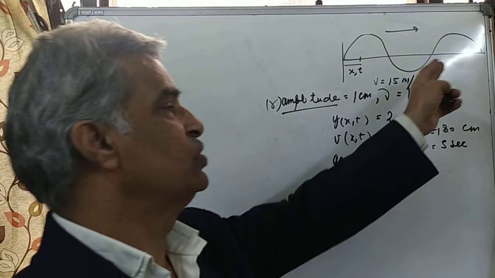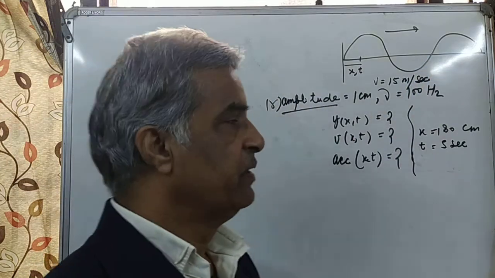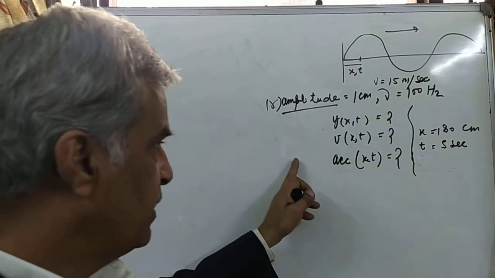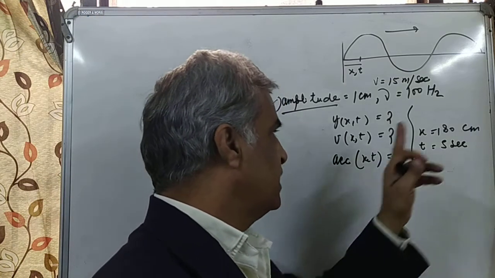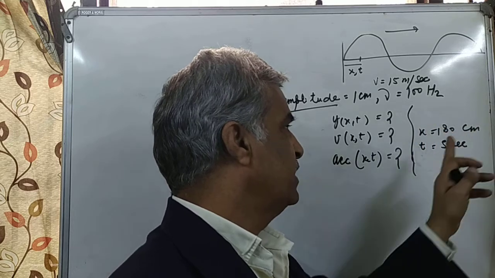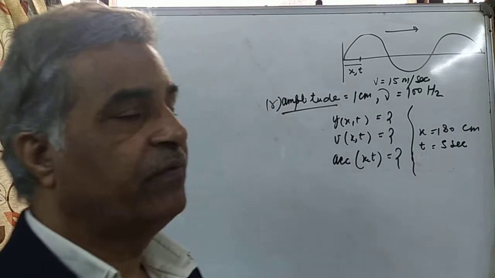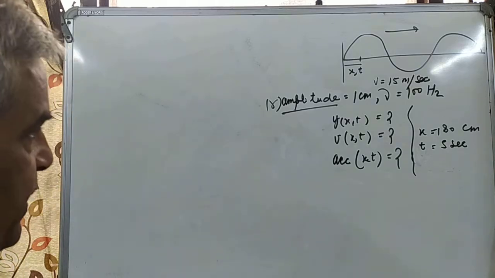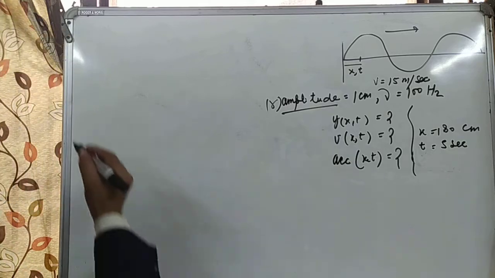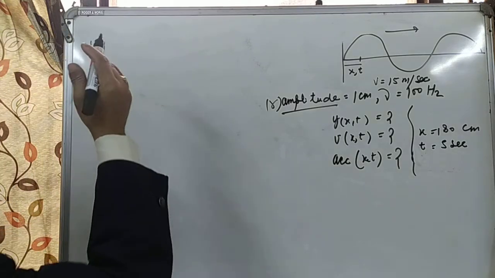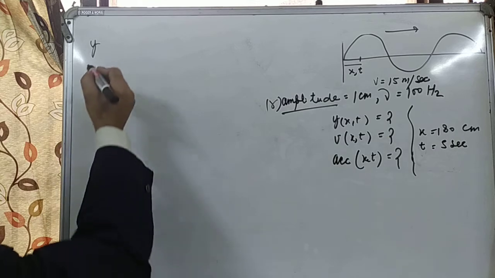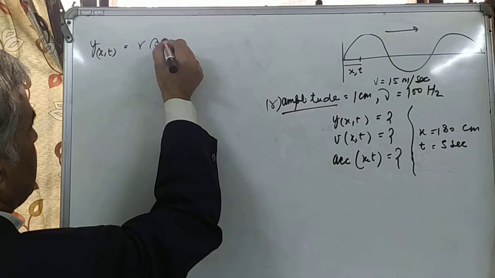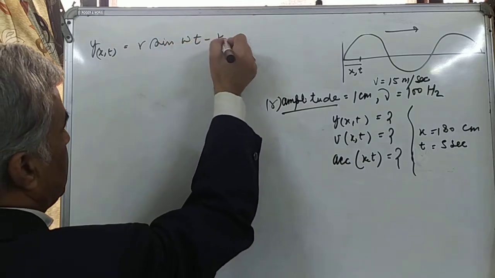This is a plane progressive wave and it is moving in the positive direction. So what is the displacement, velocity and acceleration at the position x equals 180 centimeter and time t equals 5 seconds? This is to find. So write the plane progressive wave: y(x,t) equals r sin(omega t minus kx).